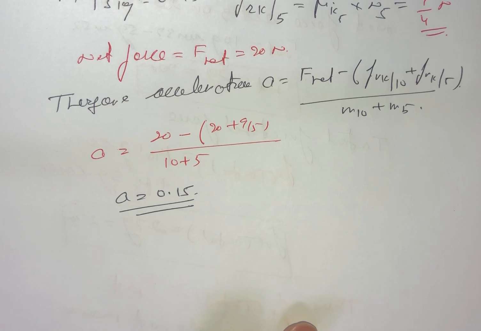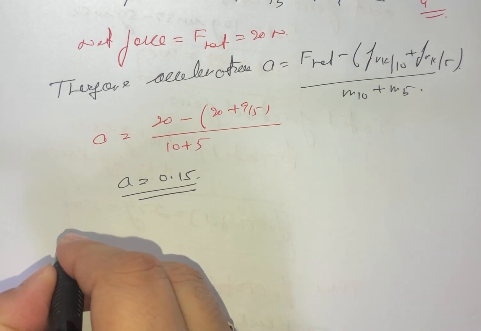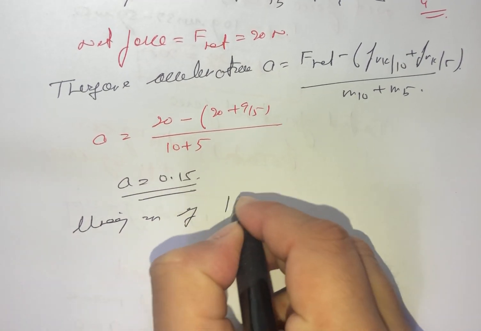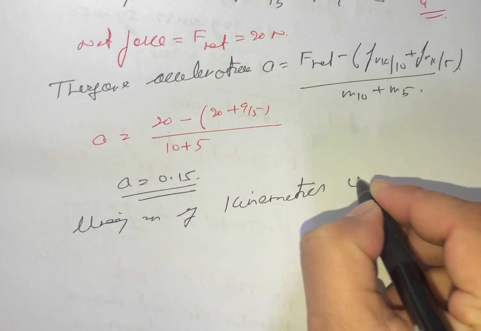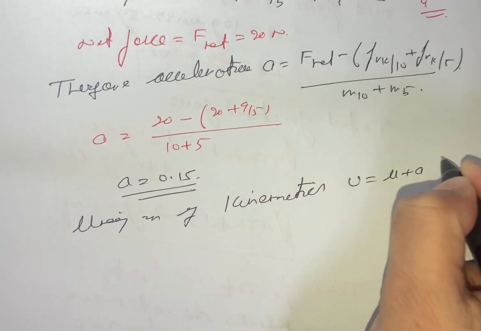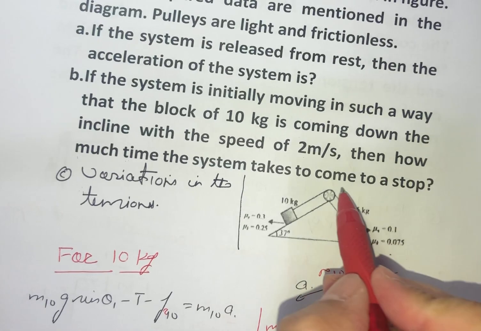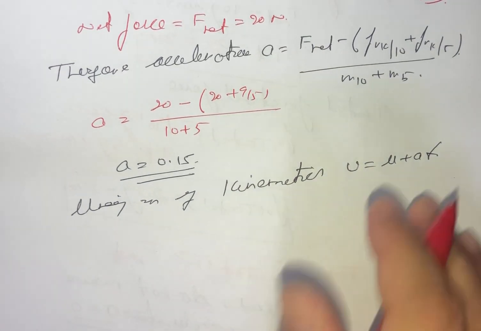So now we use the equation of kinematics. Using equation of kinematics, V is equal to U plus AT. Now in this case, it is asked how much time it will take to stop. Okay, so it means this A is our retardation.